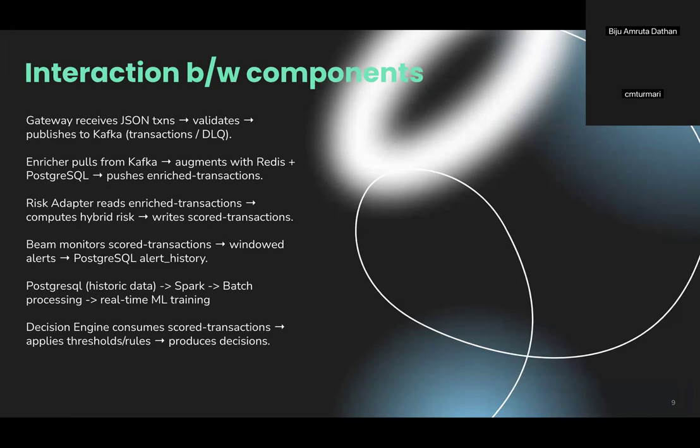Beam monitors scored transactions and produces windowed alerts into the alert history table. Historic enriched data flows into Spark for batch feature building and model training.